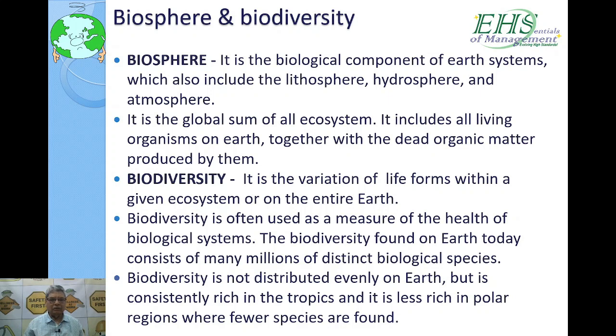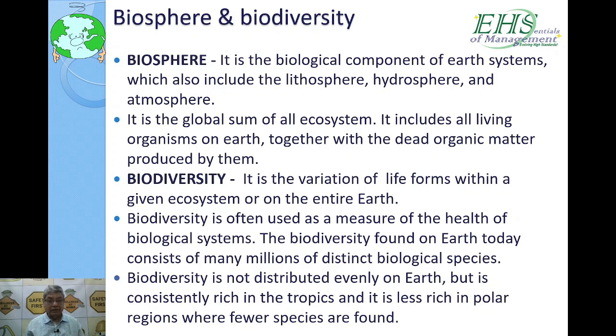The biodiversity found on Earth today consists of many millions of distinct biological species. I just discussed about these different species, and in one family there are different species. So biodiversity is not distributed evenly on the Earth, very important, but it is consistently rich in the tropical regions, the hot region and semi-hot regions, because there are physical conditions and environmental conditions for the organisms to develop. And it is less rich in polar regions, because in the polar region there is ice, the conditions are very cold, the temperature is below 0 degree or near 0 degree, and because of that the organisms can't survive in that atmosphere.